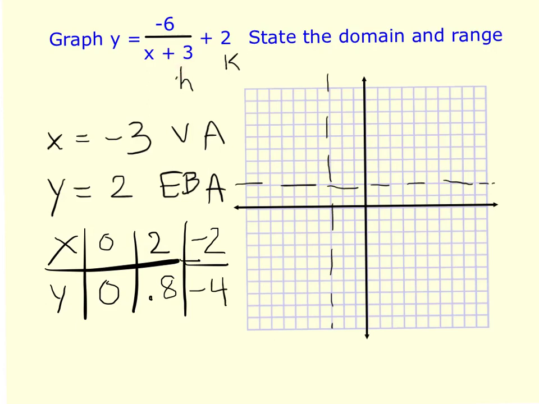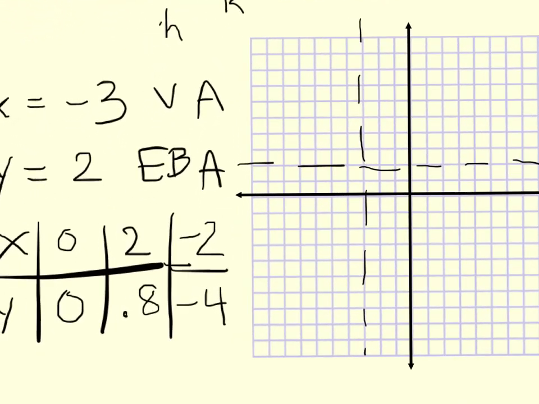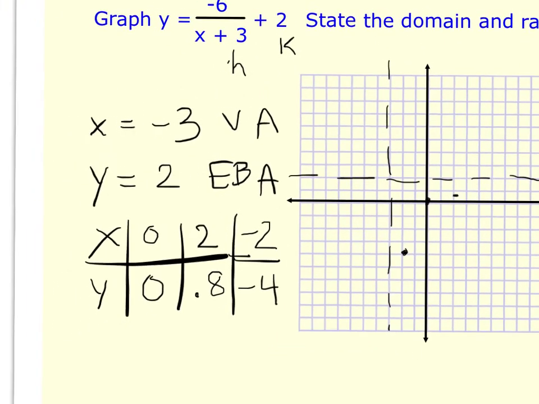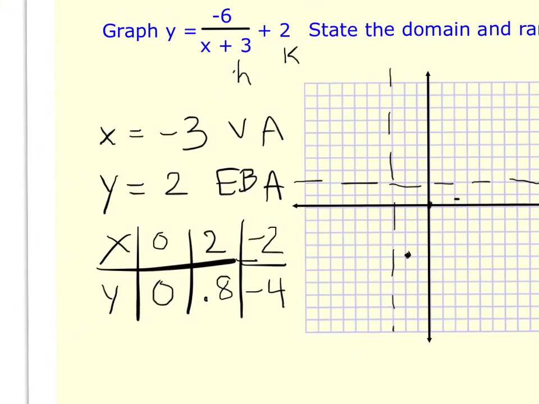I'm going to stop there and make my graph a little bit bigger here and plot those points. So the origin is a point, 2 and then 0.8. I'm just going to squeeze that in there, approximate it. Negative 2 and negative 4, 1, 2, 3, 4. So that point is there. And I'm going to bring this back down. It's pretty obvious that this branch is going here, which means the other branch, because I only have one vertical asymptote, is going to be up there.